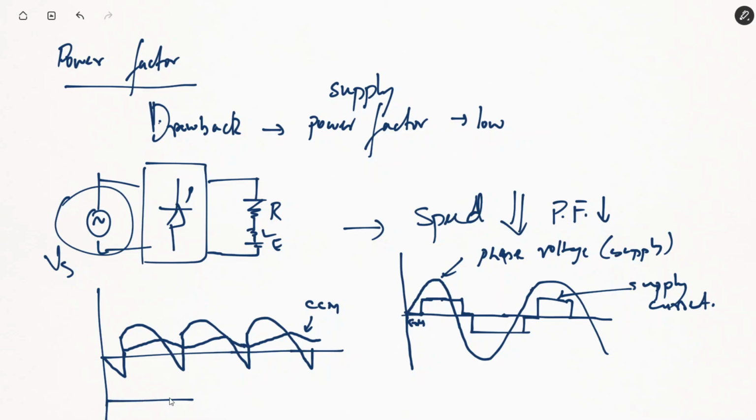So based upon this, load current will be something like this. So from alpha degrees onwards up to this point, the load current will be following this profile, rise and then fall. After that rise, fall, fine. After that rise, fall. So the supply current will be a replica of the load current.